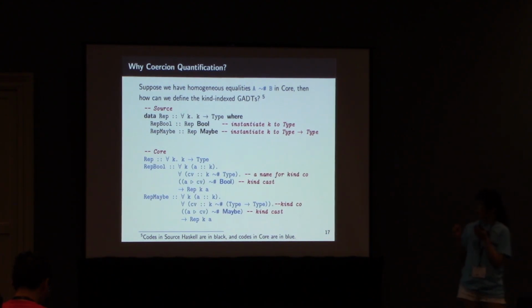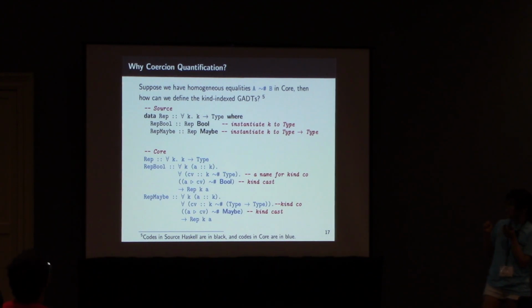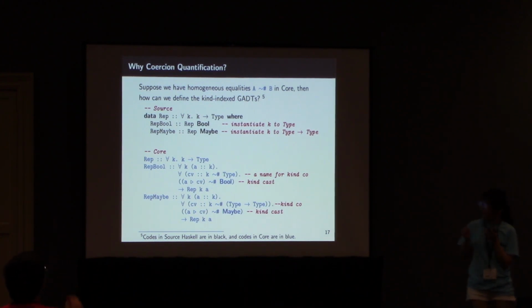So what do we need to do here? Well, we want to give an explicit name for the coercion. Here, we use this cv to represent the kind coercion. And then we use this coercion to cast the kind of a from k to Type. And similarly, in RepMaybe, we cast it from k to Type. Now we have well-defined types for RepBoolean and RepMaybe. For presentation purposes, the code in source Haskell will be black, and the code in Core will be in blue.